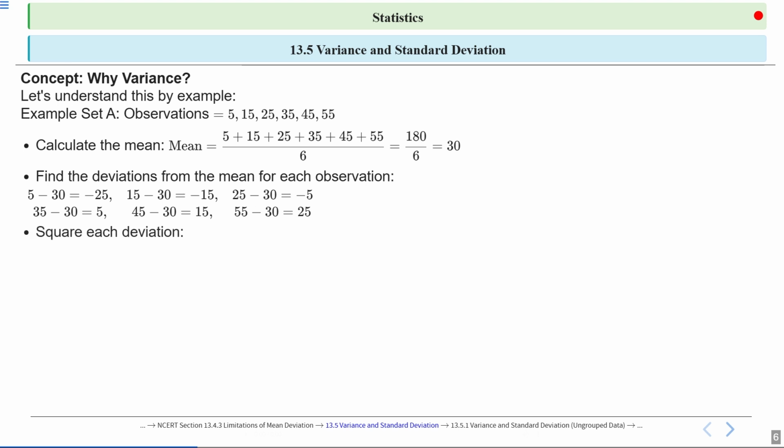Now square each deviation. Then we obtain: minus 25 whole squared is 625. Minus 15 whole squared is 225. Minus 5 whole squared is 25. 5 squared is 25. 15 squared is 225. And 25 squared is 625.